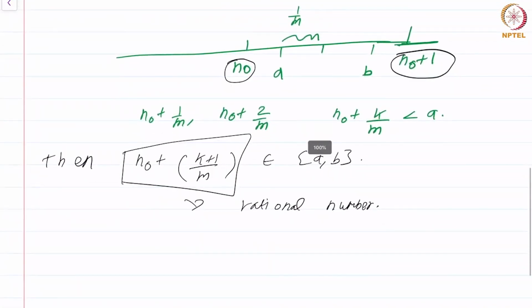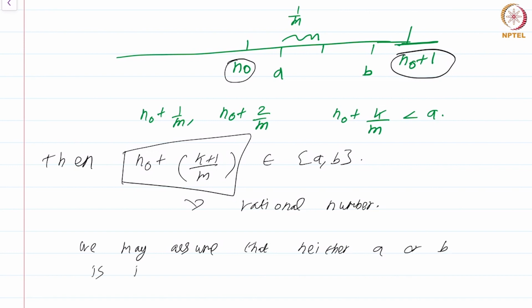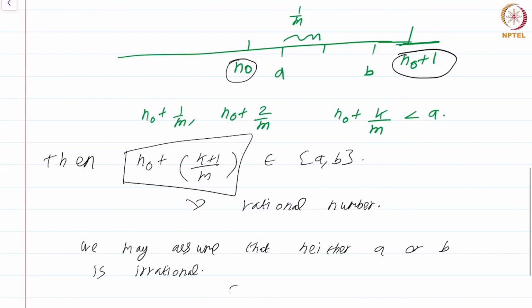Now, what about the irrational case? That is even simpler. We may assume that neither a nor b is irrational, for the same reasons as the analogous assumption. Then c, which is defined to be (a plus b) by root 2, works. Why? I leave it to you to check why this works. It's rather straightforward.